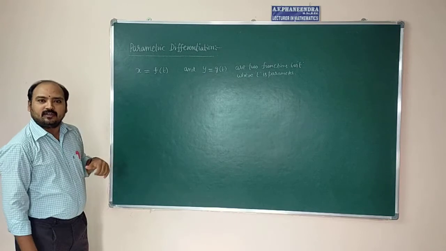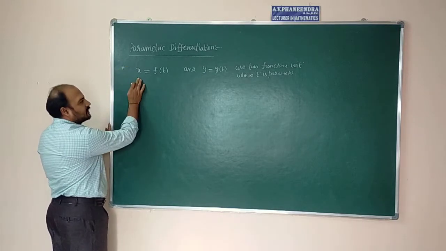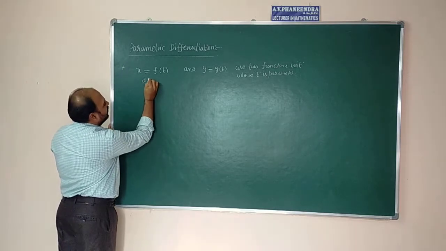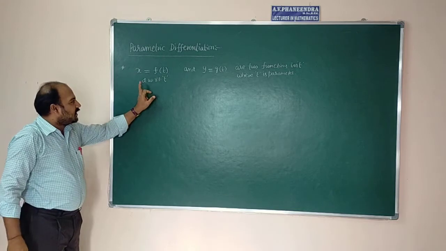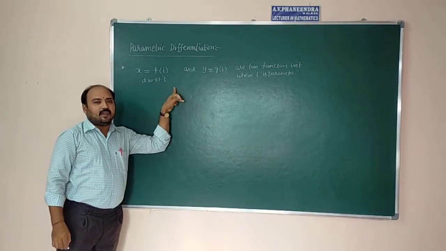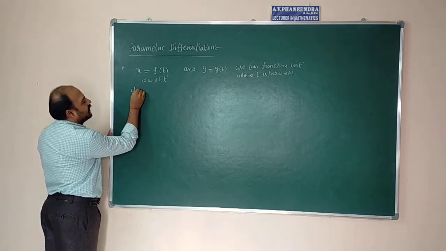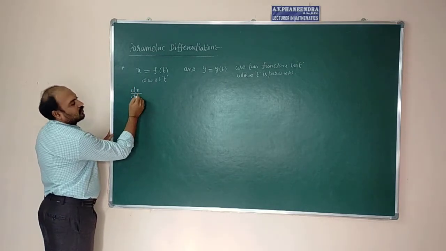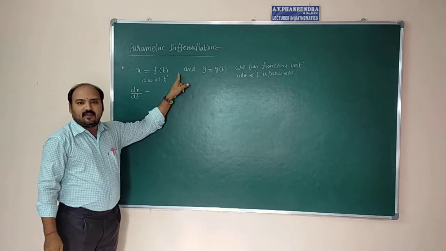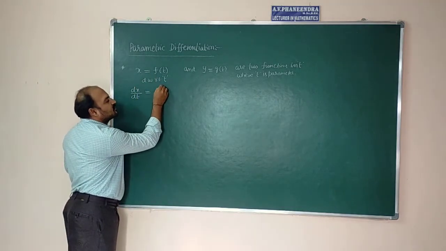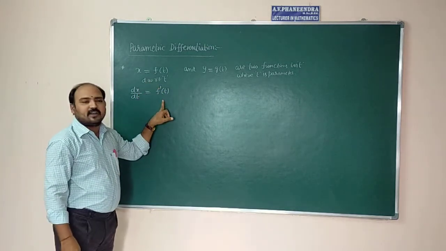How are we going to get the derivative of these type of functions? See that x is equal to f of t. Differentiate with respect to t. The x derivative with respect to t means dx by dt, which is equal to d by dt of f of t, that is f dash of t. D by dx of f of x is f dash of x, and d by dt of f of t is f dash of t.